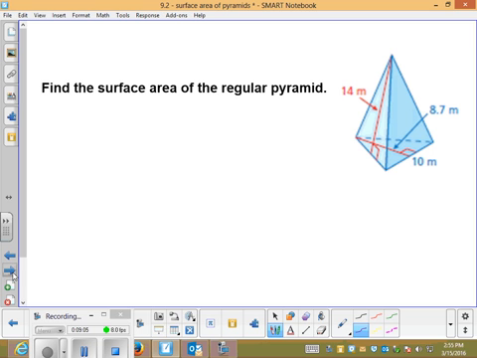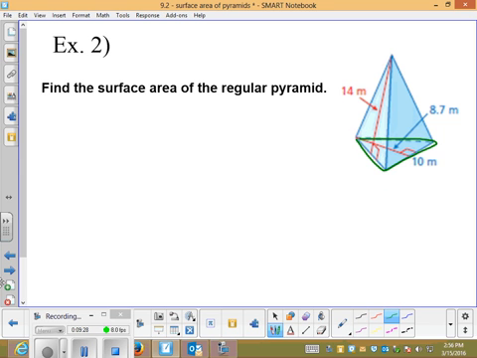All right. In this next example, example 2, it says here, now we're going to find the surface area of a regular pyramid. So for this regular pyramid, this time, do you notice that the base is not a square? Now you have a base that is, I'll go ahead and trace it, looks like this base is a triangle.